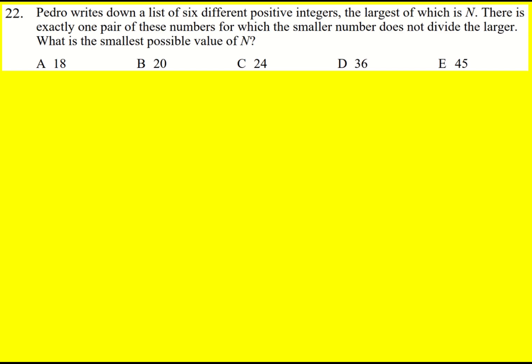Integer writes down a list of 6 different positive integers, the largest of which is n. There's exactly one pair of these numbers for which the smaller number does not divide the larger. What's the smallest possible value of n?